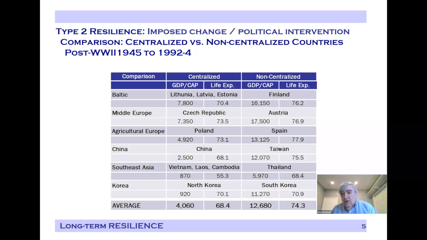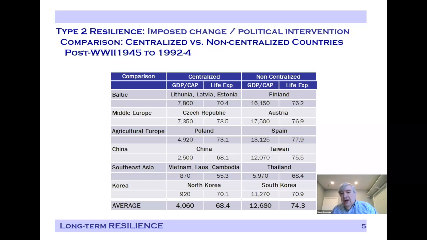before the Second World War, after the experience of centralized socialism, Thai GDP is more than 7 times per capita what it is in Vietnam, Laos, and Cambodia. And there is a 13-year difference in life expectancy. North Korea and South Korea is another example of this experience.